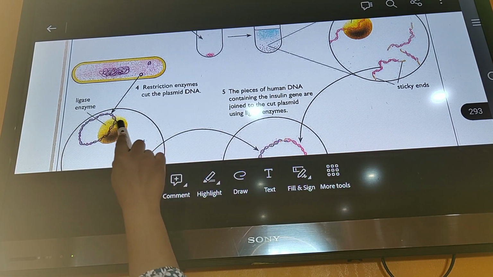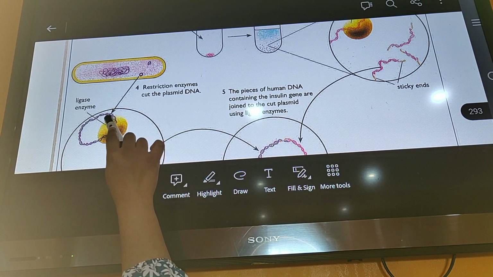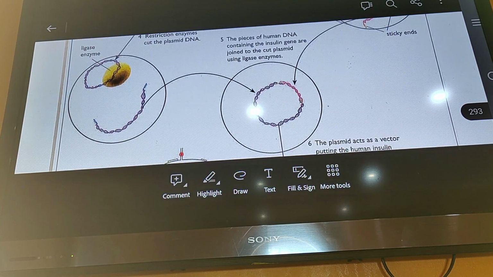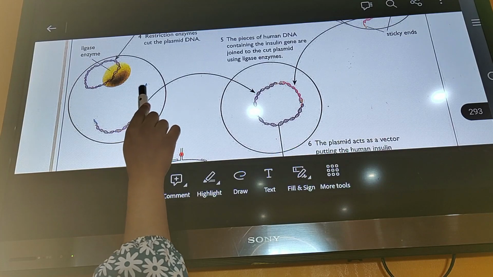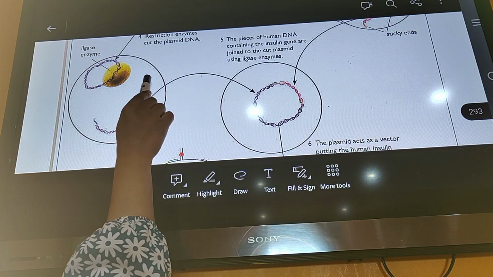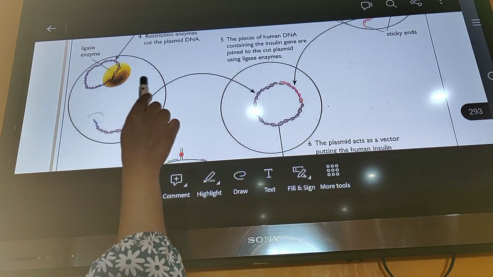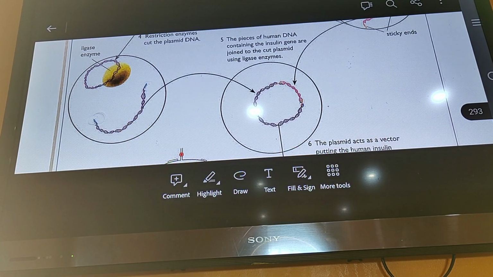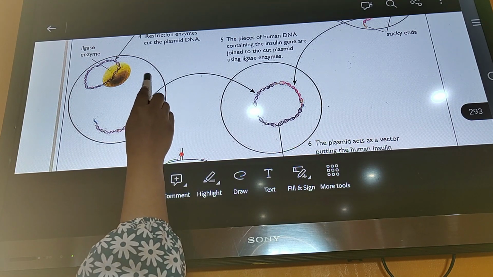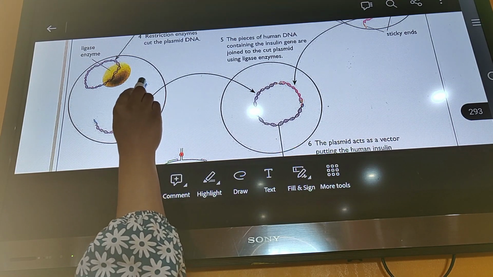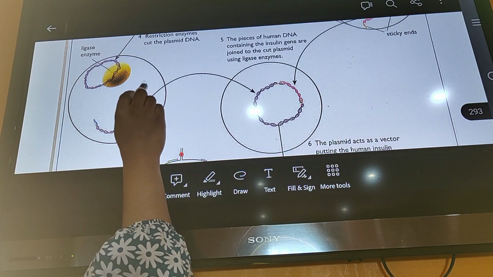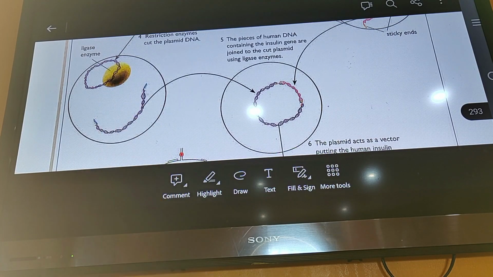The restriction enzyme also cuts the plasmid. It will make a cut here. It will also produce sticky ends, you can see the sticky ends are produced. Sticky ends are unequal. Blunt ends are equal. You can see the unequal ends. One strand is bigger and one is smaller. It is unequal.